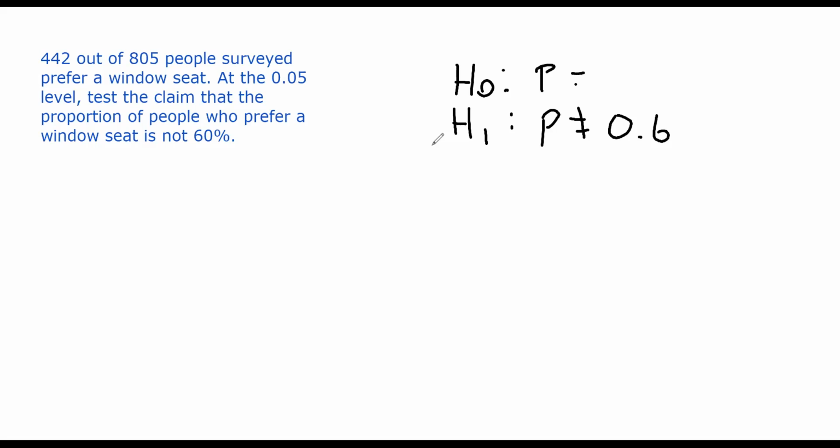Thus, no matter what, the null has to be that it is equal to 0.6 because there's only three types of tests: a right-tailed test, a left-tailed test, a two-tailed test. This must be a two-tailed test just because of the wording. The alternative hypothesis pretty much gives it away. Now this is going to be your P0, if you think about it, in your test statistic calculation.